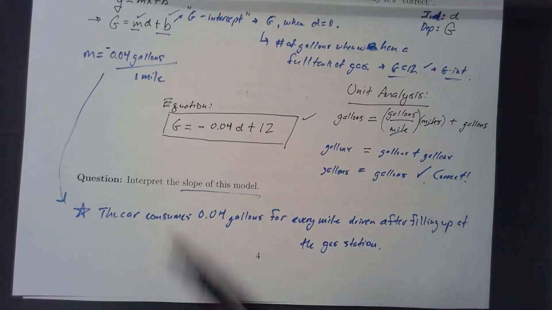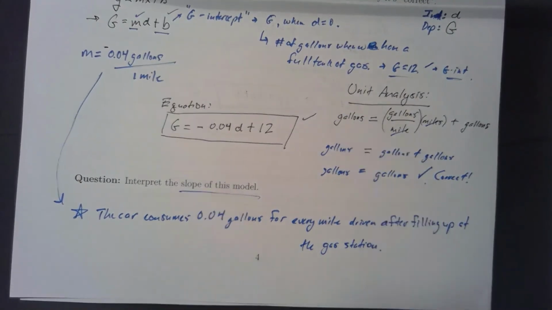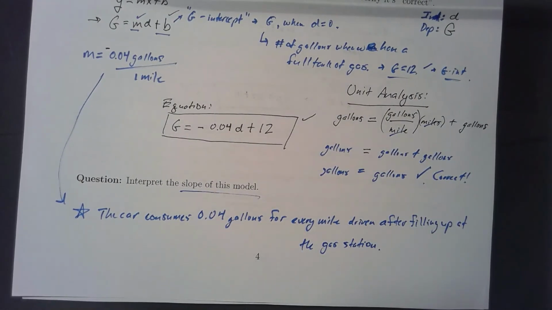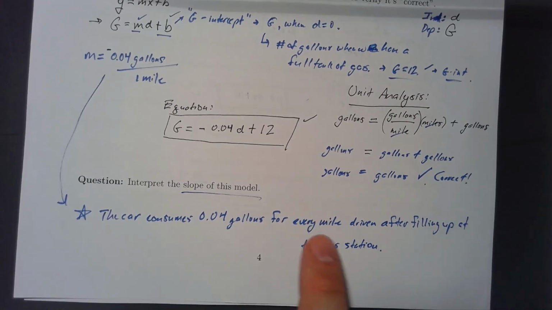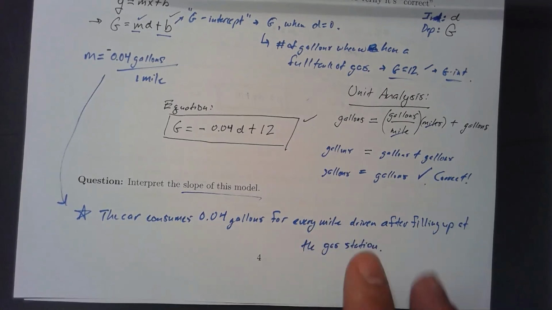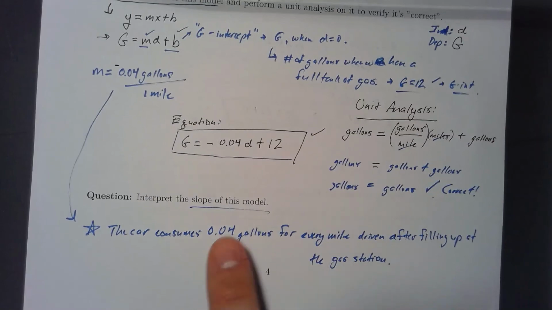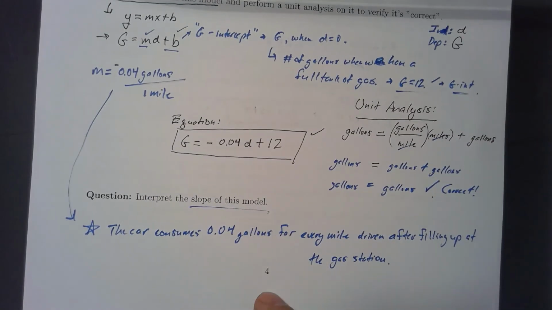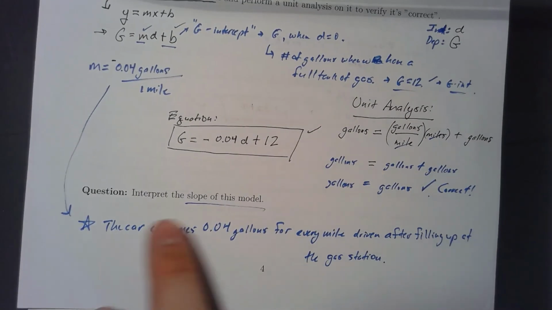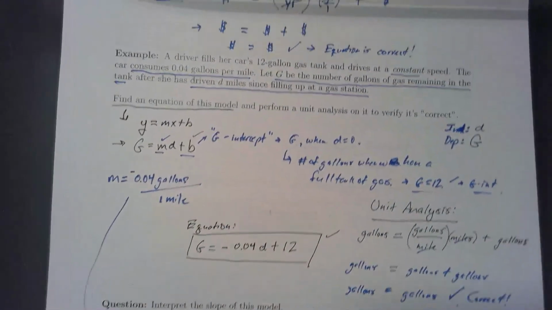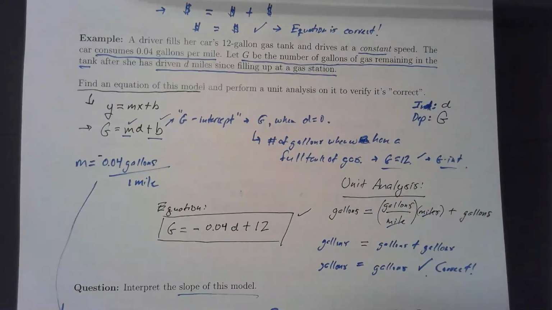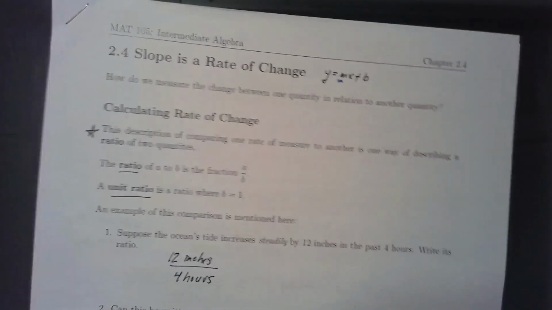That's how you interpret the slope when we have a comparison of two different variables. You could also say for every mile the car drives after filling up at the gas station, the car consumes 0.04 gallons. You could say that as well, or you could say it the way I wrote it. There are multiple ways to interpret things. So that's it for this section, and that's it for the chapter.